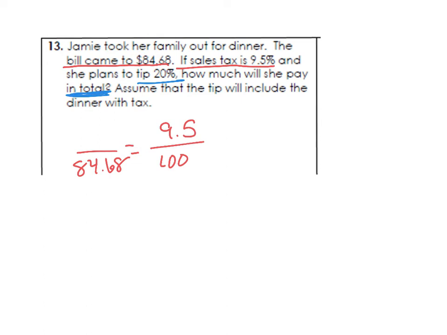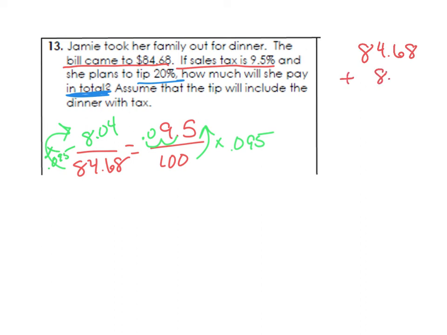And assume that the tip will include the tax. So that means you have to do the tax first. So we're going to move the decimal point over twice. So I'm going to multiply by 0.095, 95 thousandths. And that gives me $8.04 when I round. So I'm going to do all my work over here. $84.68 plus my tax, which is $8.04. That gives me $92.72.